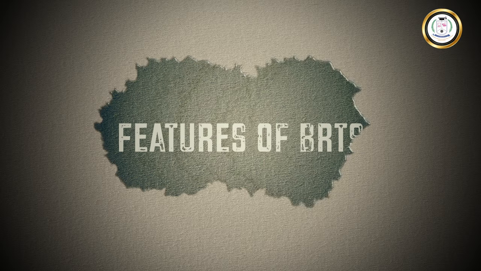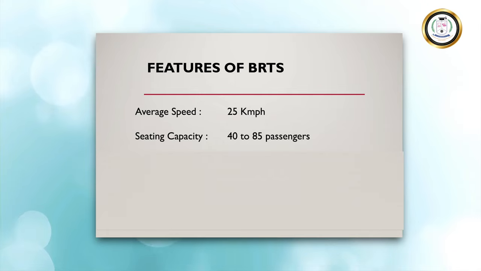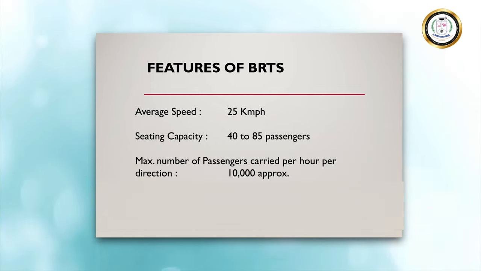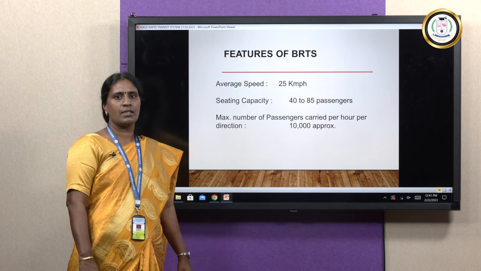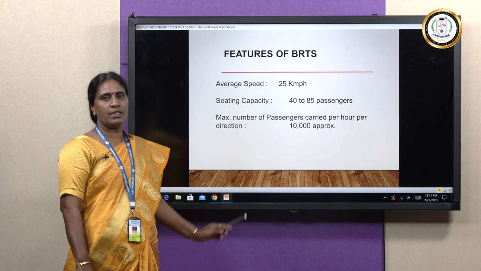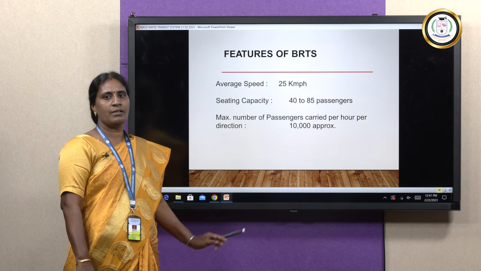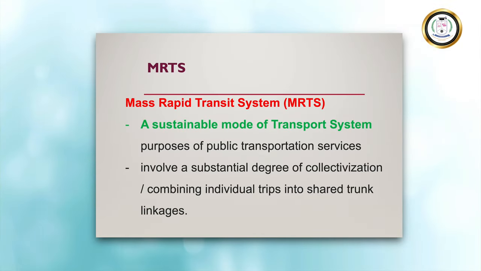The features of BRTS are: the average speed of BRTS is 25 km per hour, the seating capacity is a minimum of 40 passengers, and the maximum number of passengers carried per hour in one direction is approximately 10,000. The main disadvantage of BRTS is that the bus lanes for the movement of buses will be at the same level as the regular road traffic. Hence, it requires larger width for the construction of BRTS lanes.